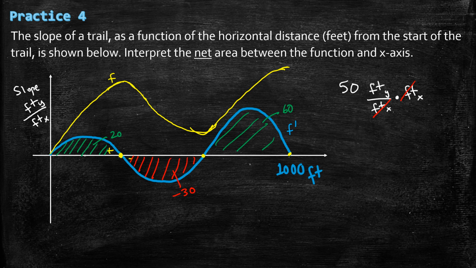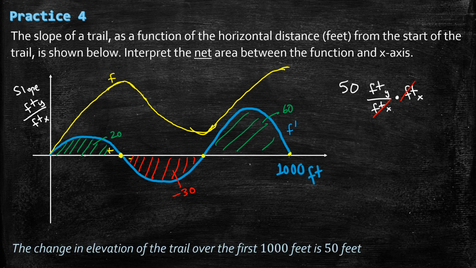What does that mean exactly? That the change in elevation of the trail over the first 1,000 feet is 50 feet. So assuming, of course, that we start here because we're starting at the beginning of the trail, that means that even though you did a lot of things in between, this net change in your altitude, or the elevation of the trail, is 50 feet over that 1,000 feet interval.